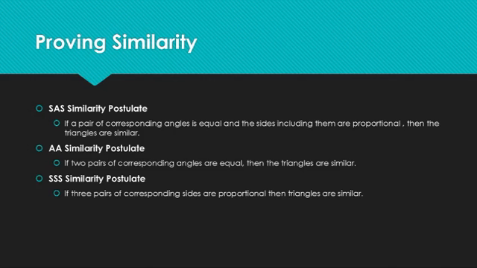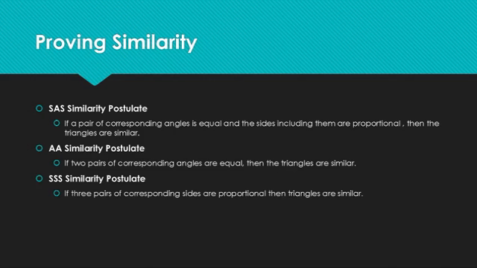If two pairs of corresponding angles are equal, then the triangles are similar. If two pairs of corresponding angles are equal, then we know the third pair of corresponding angles are also going to be equal. And since all of them are equal, we know that the triangles have the same basic shape. It's just that the side lengths may be different.